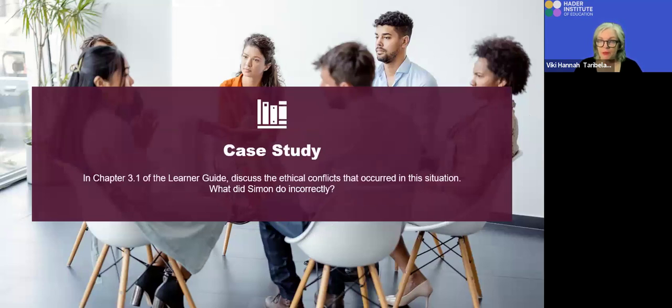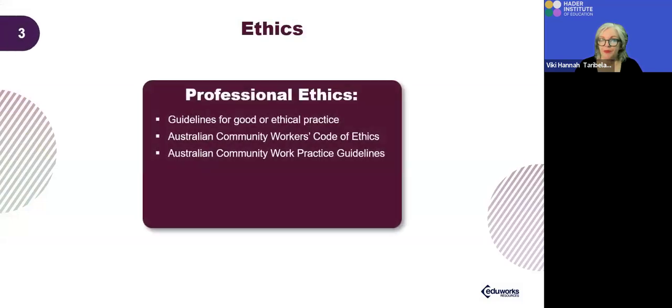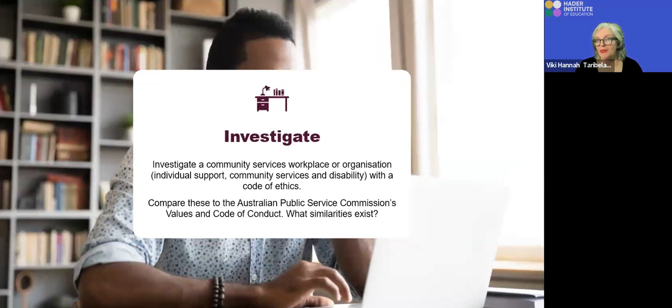There's another case study for you to be able to go through in your learner's guide. Do that in your own time. You don't have to, but this gives you some underpinning knowledge. So professional ethics are guidelines for good and ethical practice. The Australian Community Workers Code of Ethics, look that up. And the Australian Community Work Practice Guidelines, also look that up. If you can't find resources, make sure that you go to learner support officers. They'll help you navigate that space and assist you.